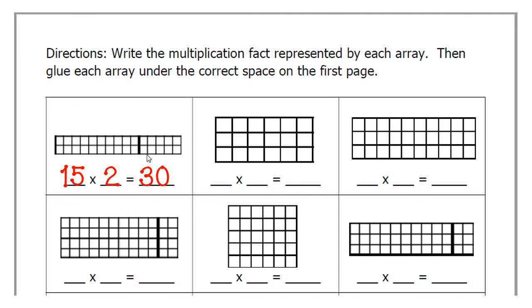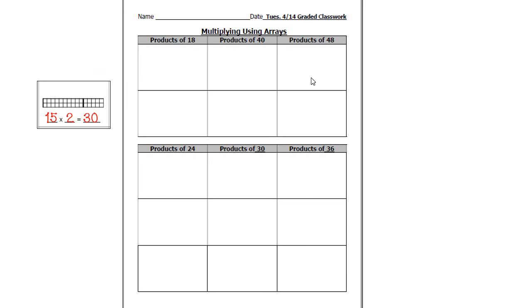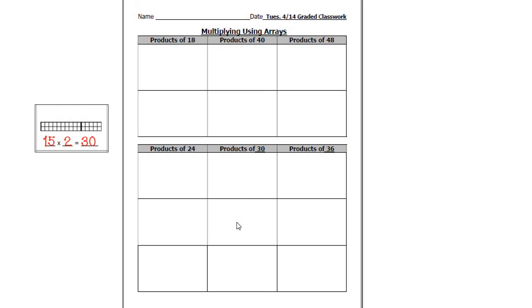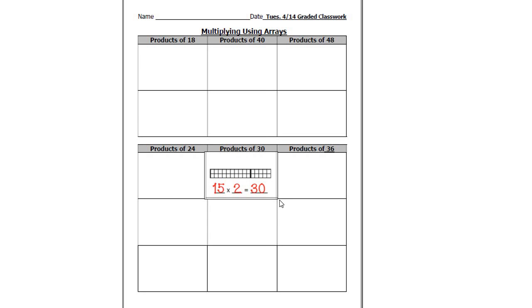So now that I've solved that problem, I'm going to go ahead and cut that out and come to my first page. The product here is 30, so I'd find the column that says 30 and go ahead and glue that into the correct section.